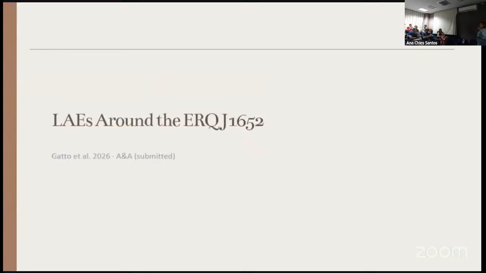After talking about the nearby galaxies and the impact of the AGN on the host galaxy, I will talk a little about the Lyman-alpha emitters around an extremely red quasar, J1652.